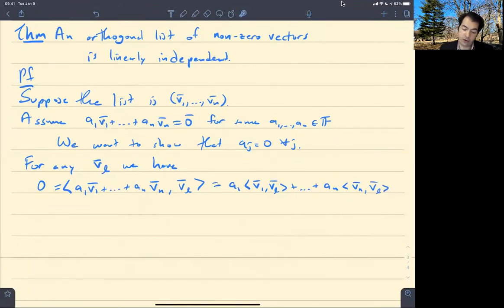Now because it's an orthogonal list, I know that all of these inner products are 0, except for the one where I have VL inner product with itself. So this is equal just to AL times the inner product of VL with VL. Now, because all of these vectors are non-zero, I know that the inner product of VL with itself is not 0. If the product of this number and this number is equal to 0, then I conclude that AL is equal to 0.